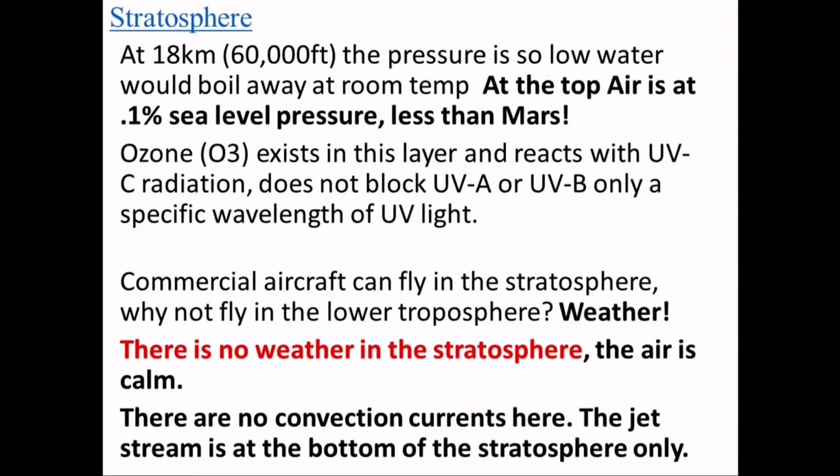Now, there is no weather in the stratosphere unless you consider the jet streams, so the air is very calm. So that is one reason that some commercial aircraft will actually fly in the stratosphere, in order to take advantage of the calm weather as well. Now, if you've heard about convection currents and how that influences Earth's weather, convection currents don't usually occur in the stratosphere. The only thing that has moving air in the stratosphere is usually the jet stream, and that's going to be at the bottom of the stratosphere only.